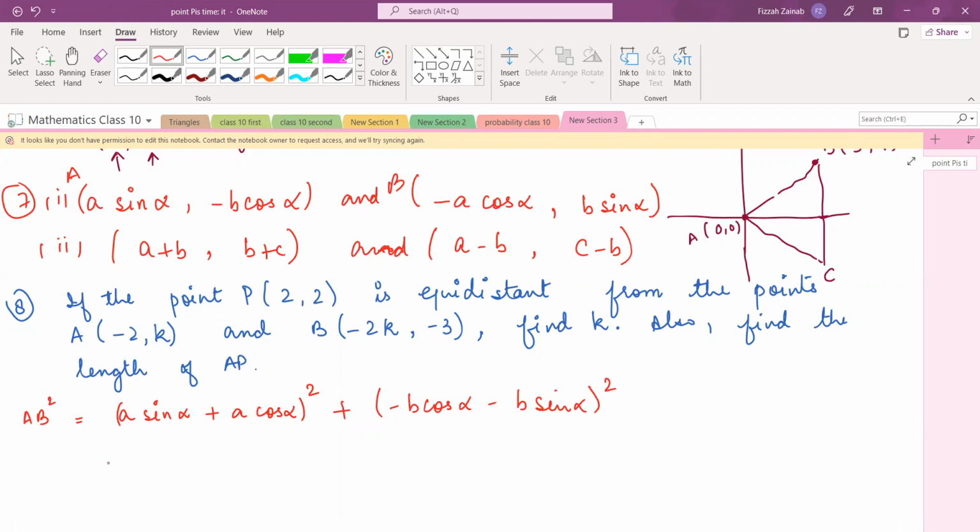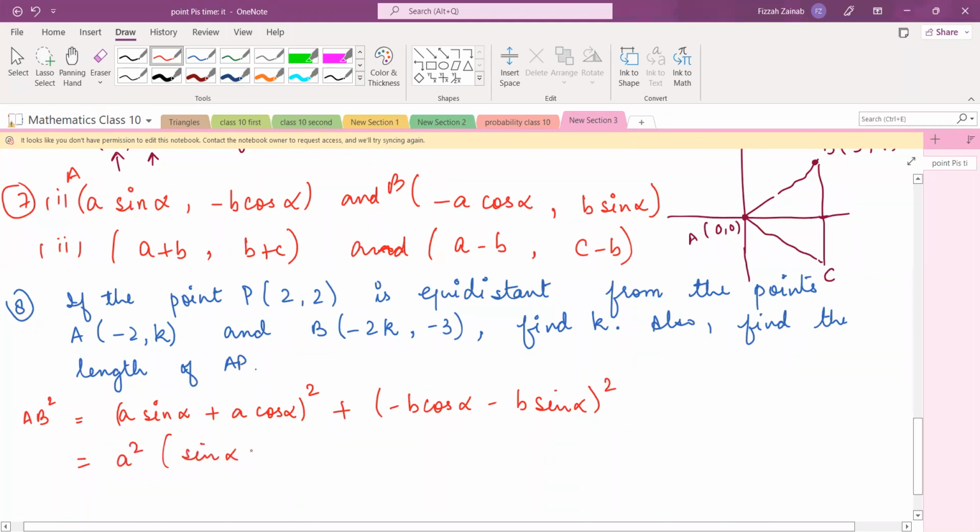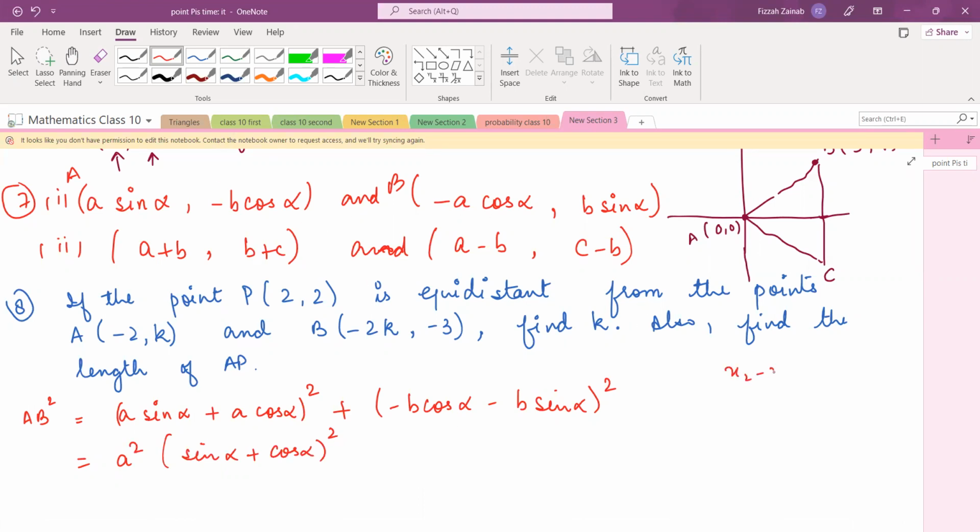Yes, ma'am. Okay, so here you can take A common, and because it's a square, A square will be common. And then you have (sin alpha plus cos alpha) whole square. Then B (cos alpha minus B sin alpha), right? Only one minus, right? No, the formula is X2 minus X1 or X1 minus X2. So I'm actually doing this minus this. So that is why it is adding, okay.